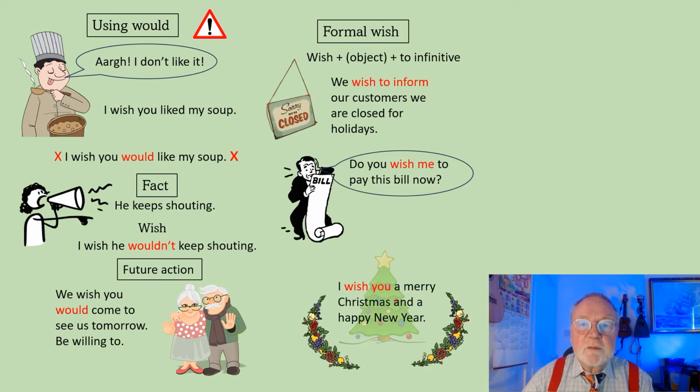Sometimes wish can be followed by two objects. And this phrase at this time of the year is very appropriate. I wish you, object, a Merry Christmas and a Happy New Year. The noun phrase is also an object. So in this sentence we have two objects.